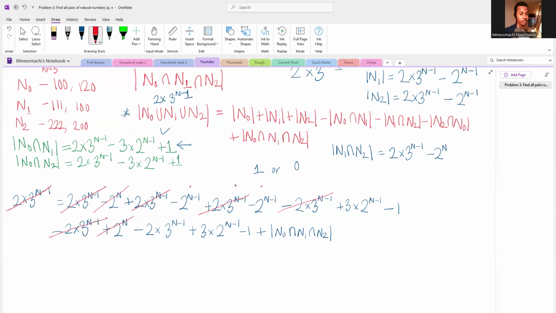Okay, so let's write out what we have. So we have 0 equals minus 2 to the power of n minus 1 minus 2 to the power of n minus 1 plus 3 times 2 to the power of n minus 1 minus 1 minus 2 times 3 to the power of n minus 1 plus 3 times 2 to the power of n minus 1 minus 1 plus this. Wow, lots of algebra going on here, so you have to be careful not to make any mistakes.